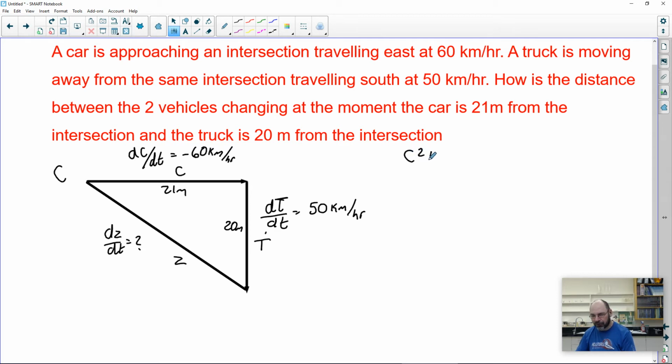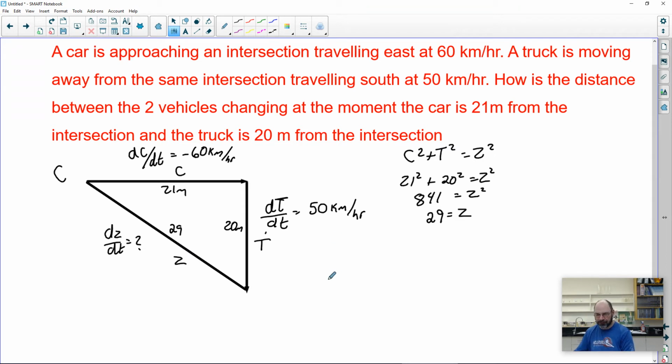So c squared plus t squared equals z squared. So we have 21 meters and 20 meters to get z. Okay, so let's get a calculator out and figure that out. 20 squared plus 21 squared, that's 841. Square root of that, what do we get? 29. So this is 29 meters at that instant in time.